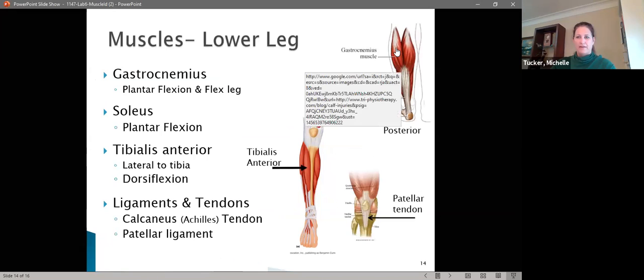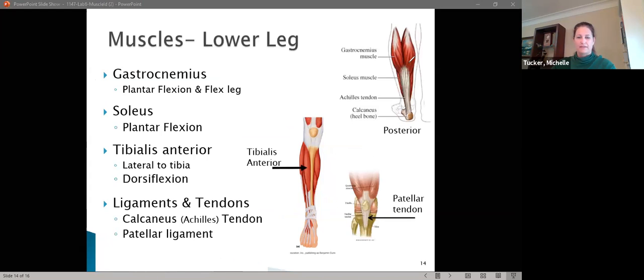Moving on down, we have the very large gastrocnemius muscle. It can also flex the knee. Okay, so it causes flexion at that knee joint. And then it's a major muscle of plantar flexion. So plantar flexion is pointing the toes. If you were to remove the gastrocnemius muscle, you'll have soleus underneath. Soleus is involved in plantar flexion. Tibialis anterior is next to the tibia. When it is contracting, it is going to dorsiflex or pull those toes back up.